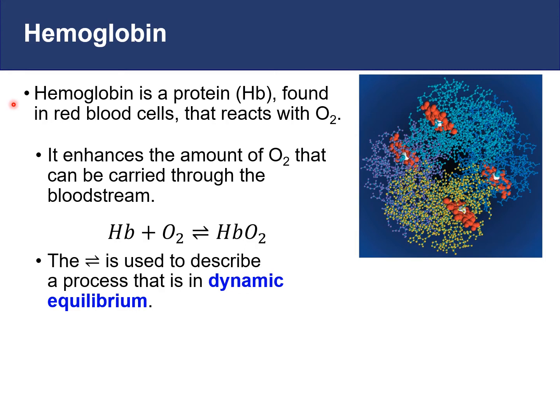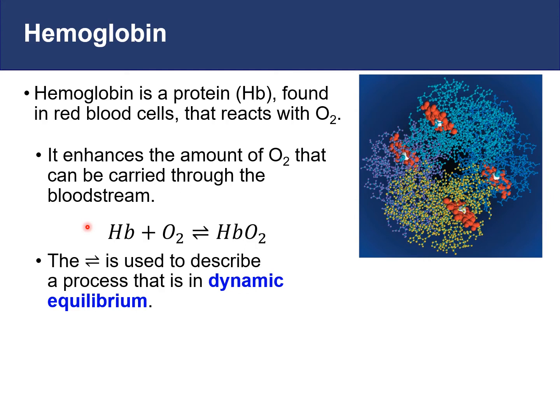Hemoglobin is a protein found in red blood cells that reacts with oxygen, O2. It enhances the amount of oxygen that the body can carry in the bloodstream. It undergoes a binding reaction where your hemoglobin, which we will represent as Hb, can react with oxygen to form a hemoglobin-oxygen bound complex.